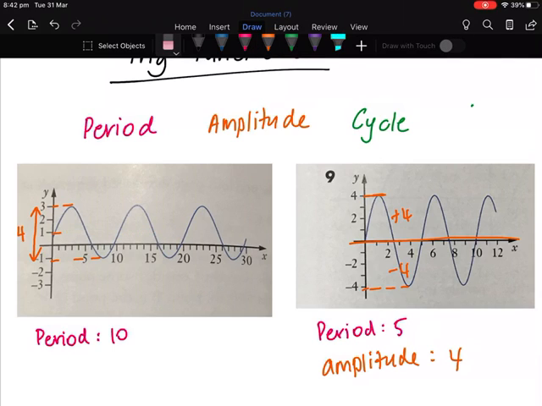Actually, let me do that in a different colour. Do it in purple. So this would be our mean. So if we have a look at the graph, it goes 2 above and 2 below. So this one has an amplitude of 2. All right, and that's it.